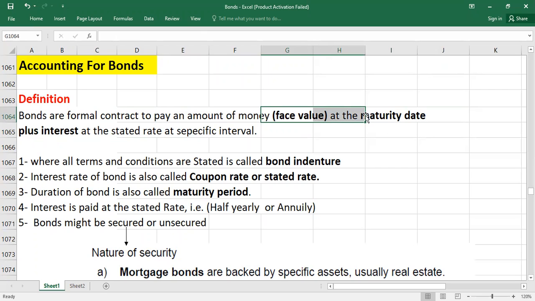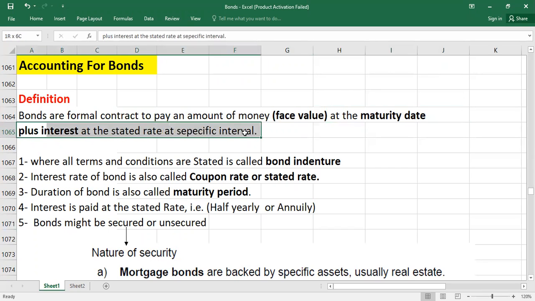Then there is a maturity period. Maturity date means it is the date when the company will redeem, or the company will pay back your cash to the investors. That is called maturity date. It could be 5 years or 10 years. If the company is going to repay your money after 10 years, what will the company do? The company will pay interest at a stated rate at specific intervals.